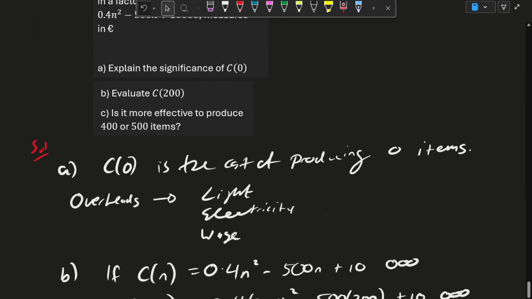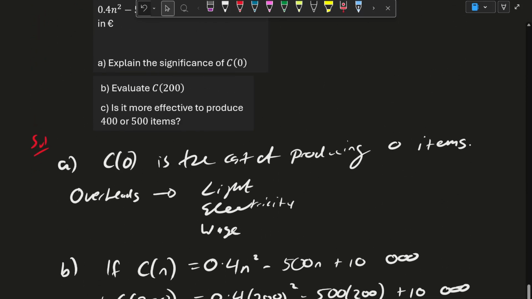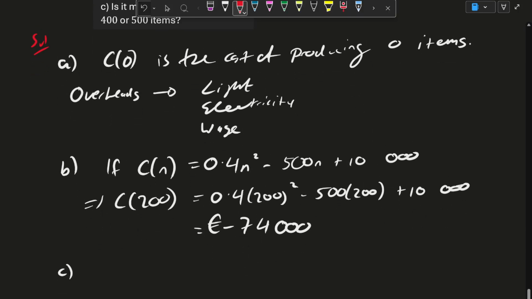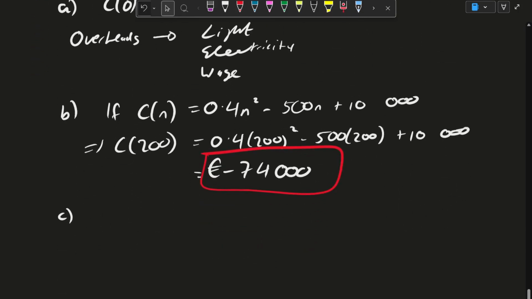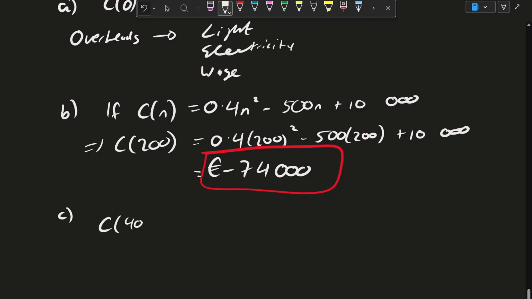And then part C is asking, is it effective to produce 400 or 500 items? So we're going to evaluate C400, C500, and then see which one makes more sense in the context. So 0.4 times 400 squared, take away 500 times 400 plus 10,000. So C400 is minus 126,000.